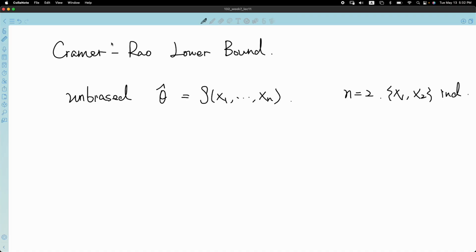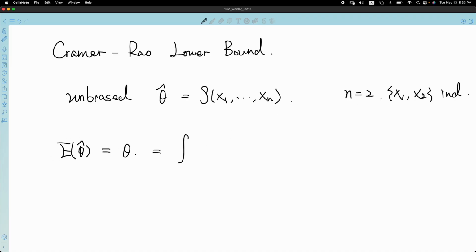Okay, so first of all, let's start with the expected value of the estimator. The expected value of an unbiased estimator is equal to the parameter of the distribution. We know that this equation holds by definition, because we started with an unbiased estimator, so its expected value should be equal to the true parameter. And now let's write down the expected value of the estimator.